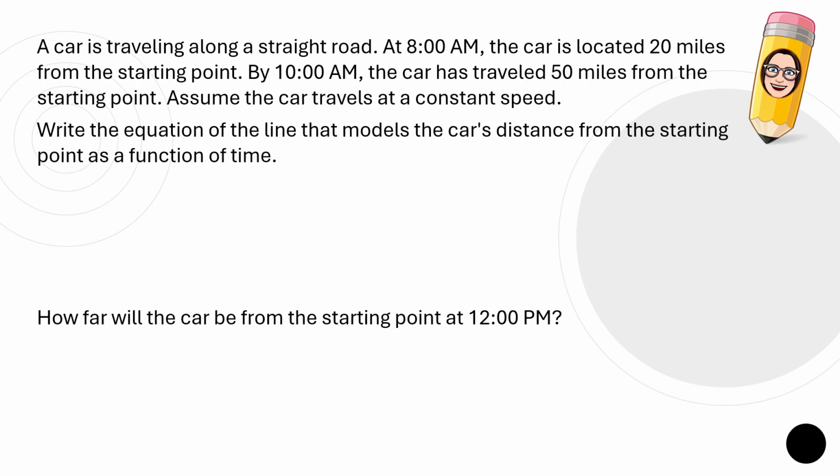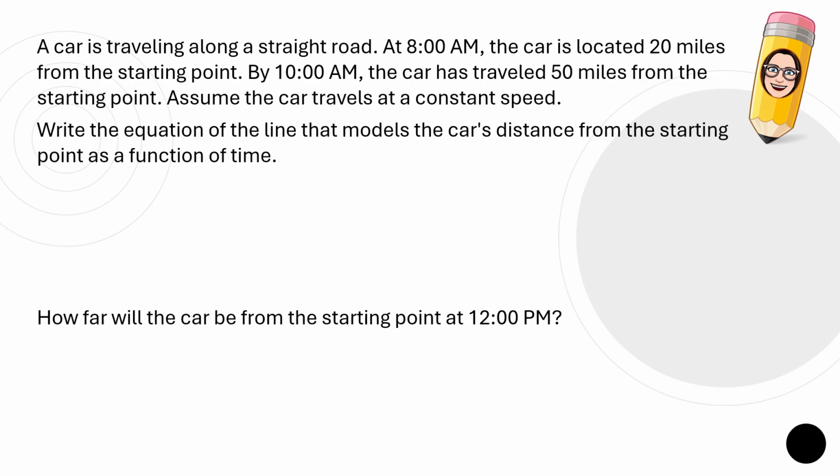Let's say like to Fargo, right? At 8 a.m., the car is located 20 miles from the starting point. By 10 a.m., the car has traveled 50 miles from the starting point. Assume the car travels at a constant speed. Keeping it very generic for the sake of simplicity. We want to write an equation that models the car's distance from the starting point as a function of time.